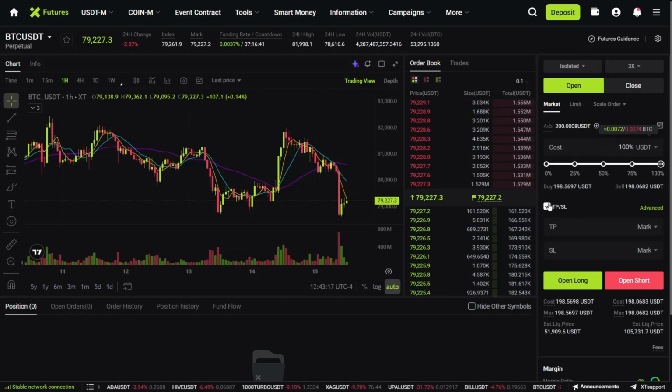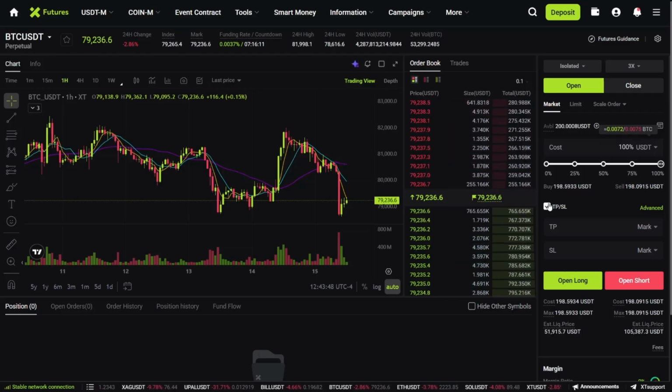A take profit is the price where you want to automatically close the trade in profit. So if Bitcoin moves up to your target, XT can close the position for you and lock in the gain. A stop loss is the price where you want to automatically close the trade if the market moves against you. This helps you limit your loss instead of letting the trade keep going in the wrong direction. This is really important for beginner traders because it helps you manage risk before entering the trade. Instead of guessing what to do while the price is moving, you already have a plan.